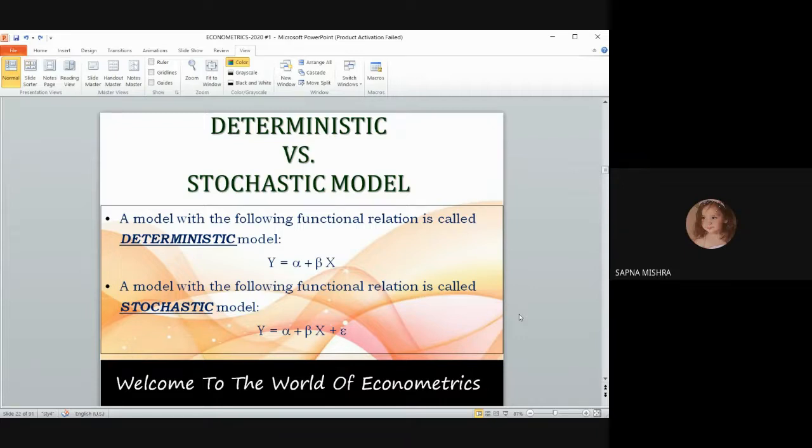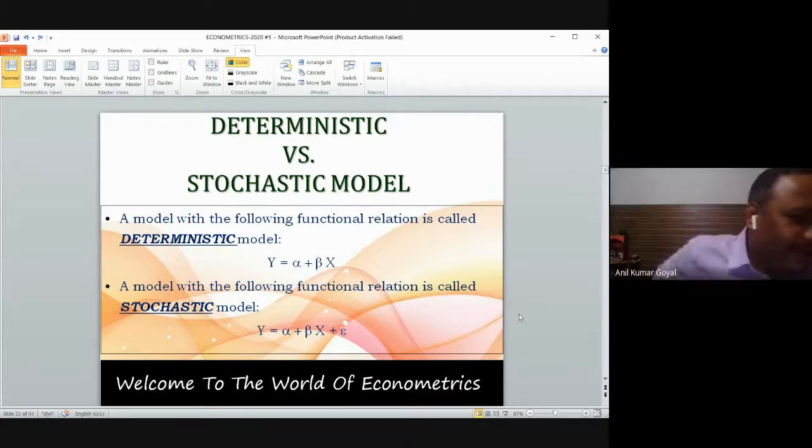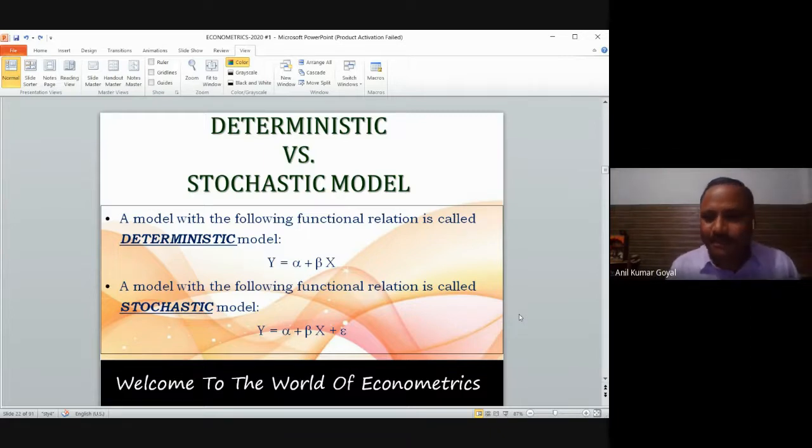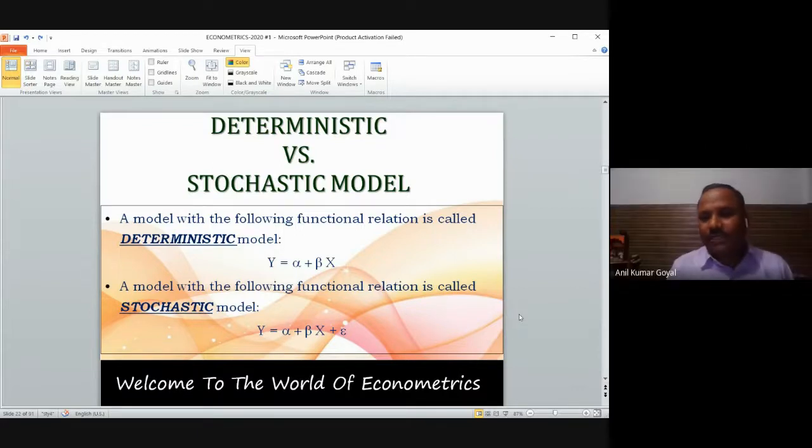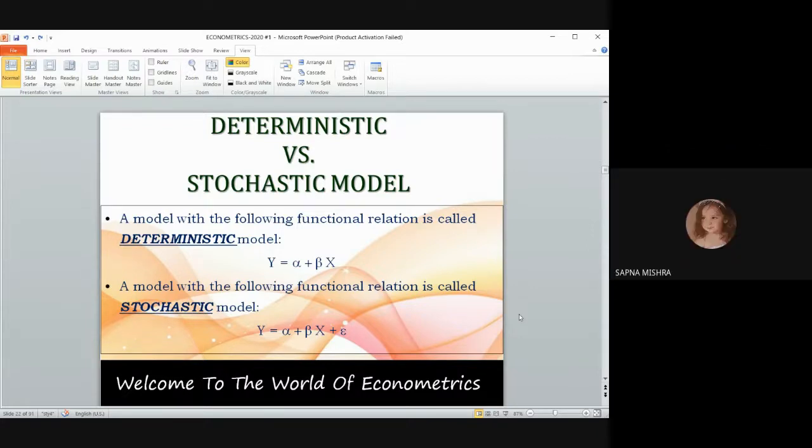Then what would be the example for a deterministic model? For a deterministic model, the relationship that we are studying in that, if you study the complete population, then it may be possible to define the deterministic model. But in statistics, what we do is collect a sample, analyze the data, and try to infer about the population.